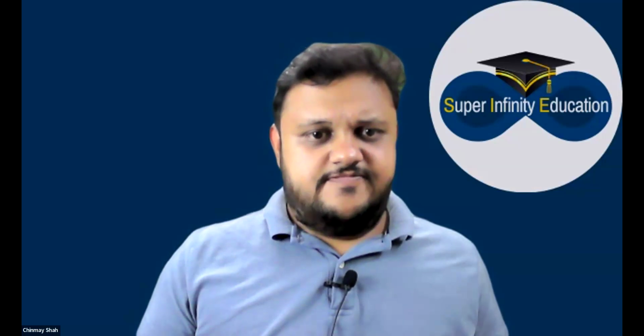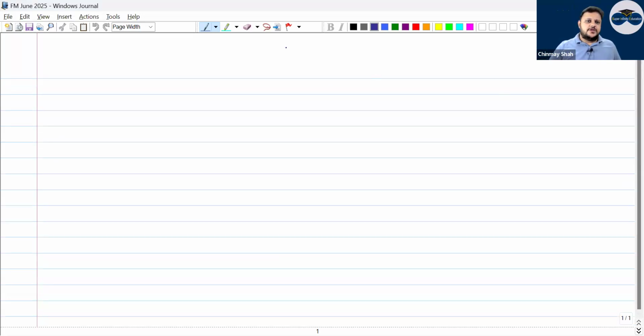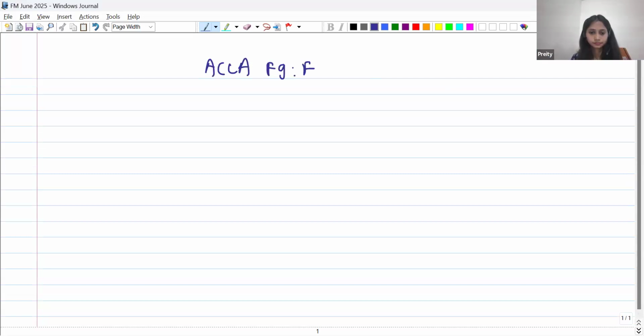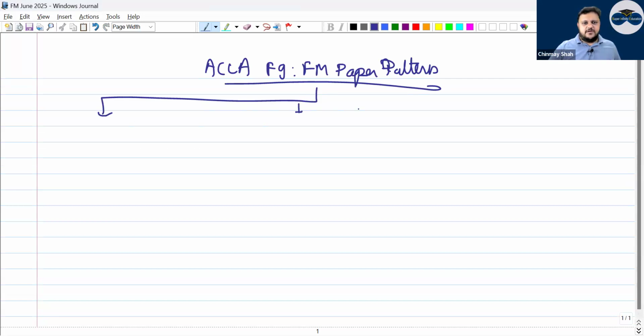I hope the screen is visible to everyone. So can we start? ACCA F9 FM portion, right? Paper pattern we'll discuss first. What is the paper pattern like? The paper has three parts. What are the three parts? Section A, Section B, and Section C.